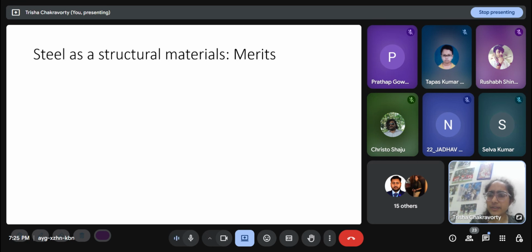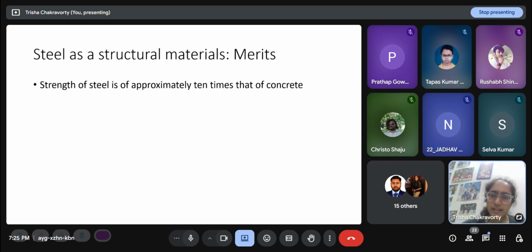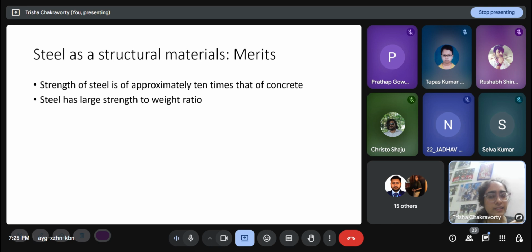Steel as a structural material, merits. Strength of steel is approximately 10 times that of concrete. This is in compression. Steel has a large strength to weight ratio because it is lightweight, so the weight part is always so less. Already the strength is larger than concrete, and the weight is also less, so the strength to weight ratio is very high.